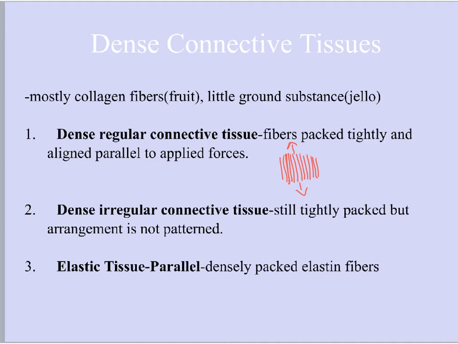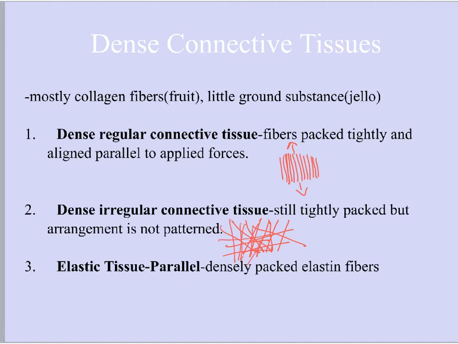So this is a very different structure than dense irregular connective tissue. Dense irregular connective tissue fibers are still densely packed, but there's no patterning to the arrangement of the fibers in the tissue.